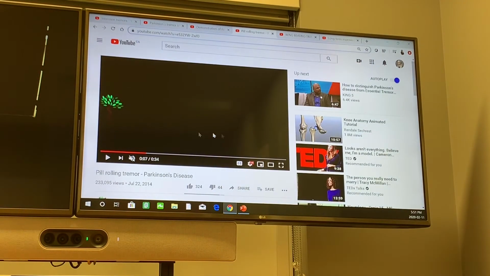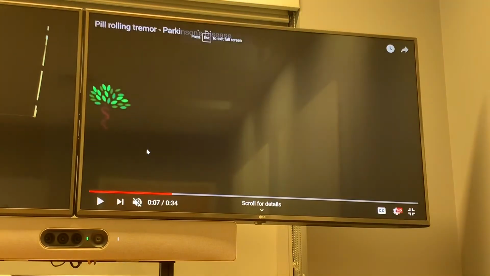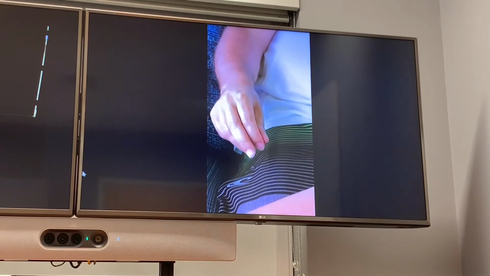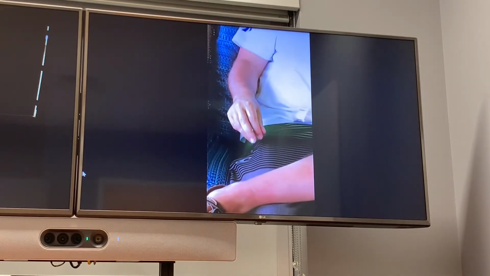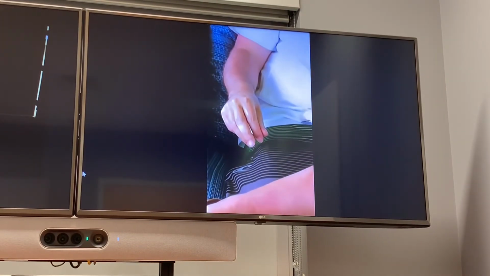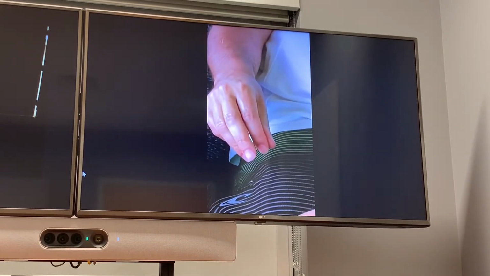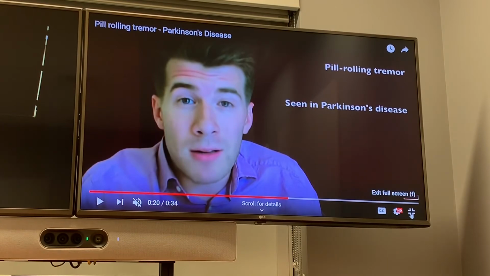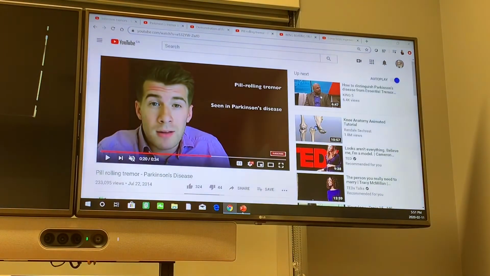And I wanted to just show you the video of a pill rolling tremor since it's so classic for Parkinson's. So very characteristic, that thumb against the index finger movement. So just a quick look of that.